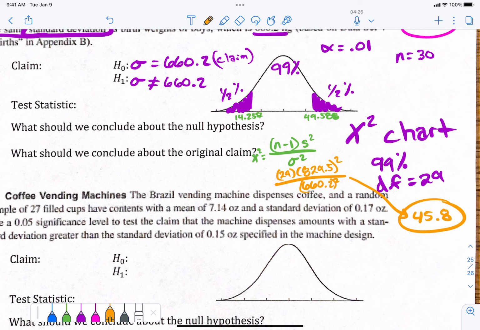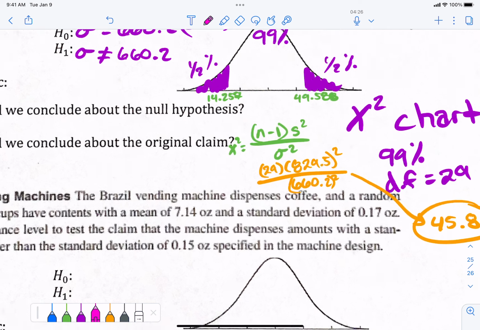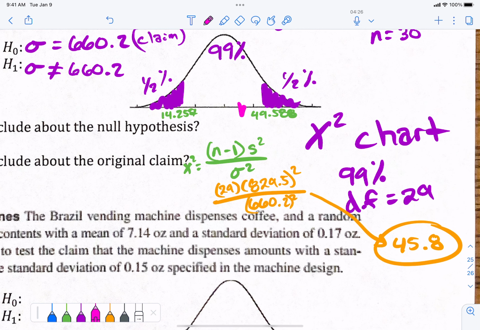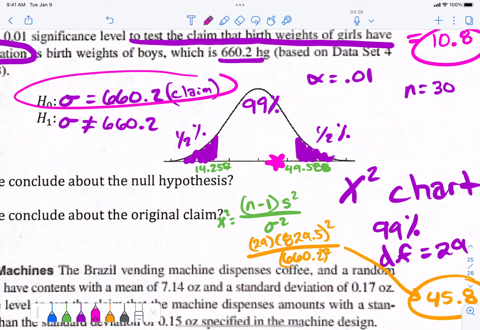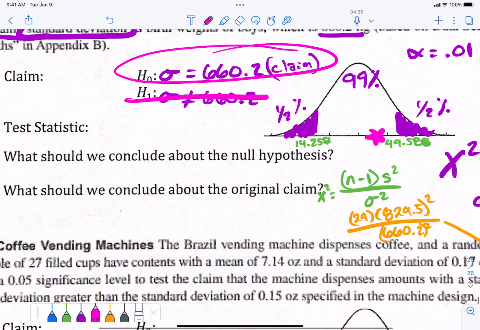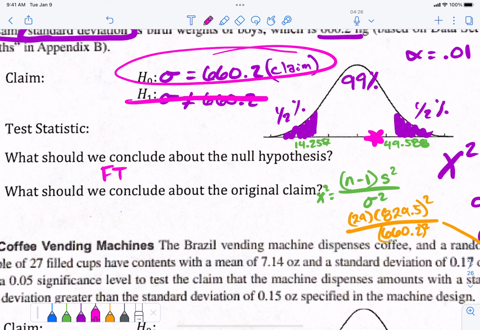So where does it live? Not in the shaded region. 45 lives over here, to the right a little bit, but are we going to say equal to or not equal to? Equal to. It's not far enough in the extreme values to say it's not equal. So we cross this one off. FTR H naught, claim true.